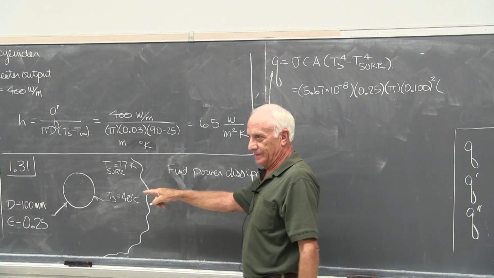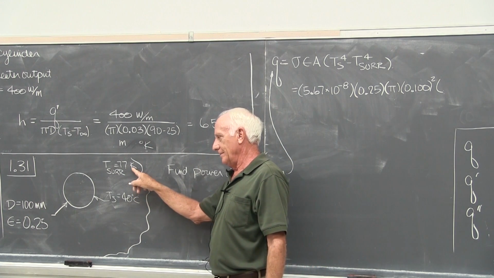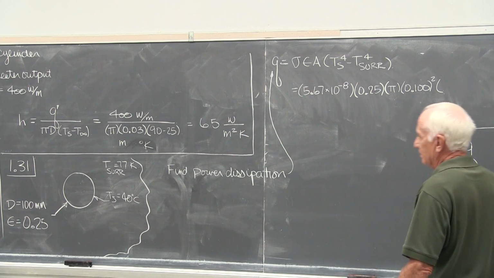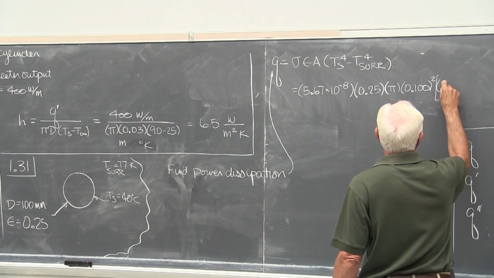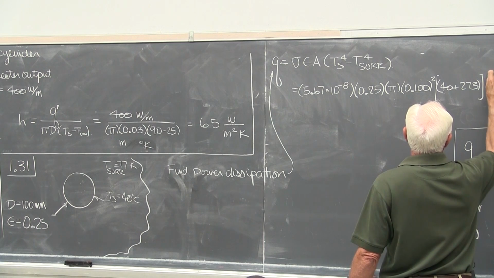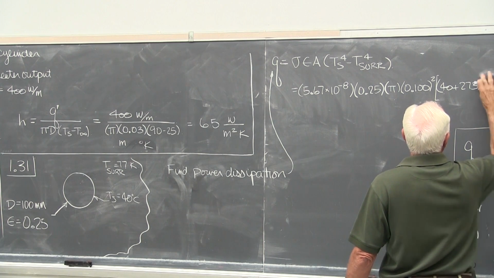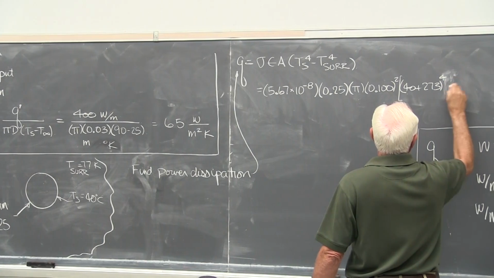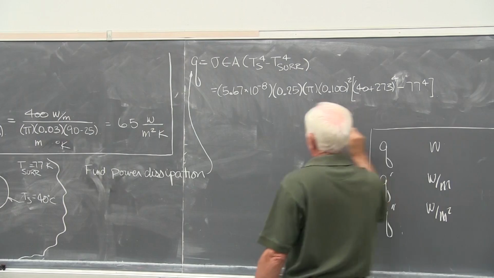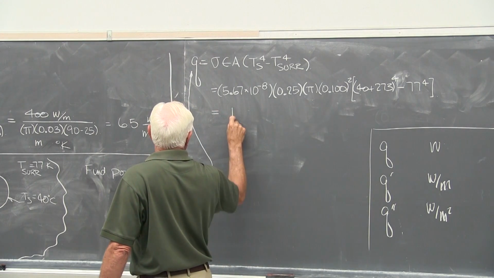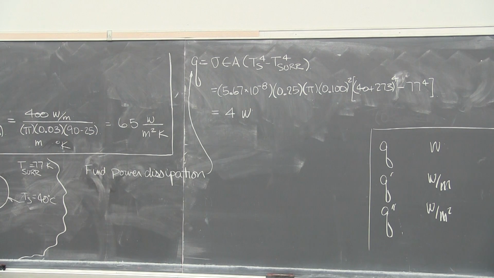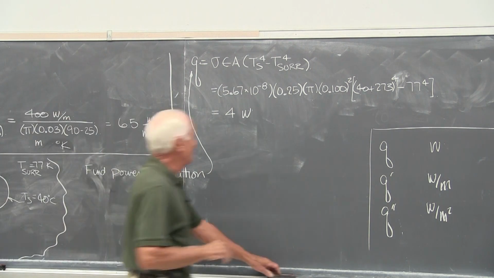Uh-oh, watch out. These guys are going to be tricky. Degree C, degree K. This is radiation. Everything's got to be in K. So 40 plus 273, to the 4th, minus, this is in degrees K, 77 to the 4th. 4.3, a measly 4.3 watts.